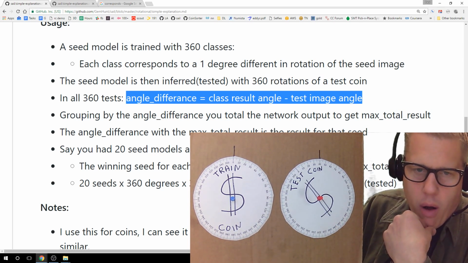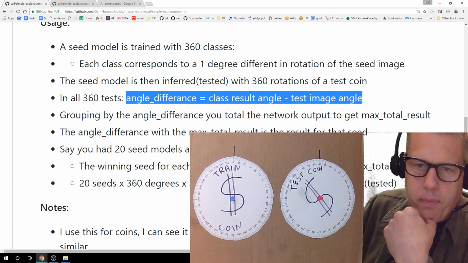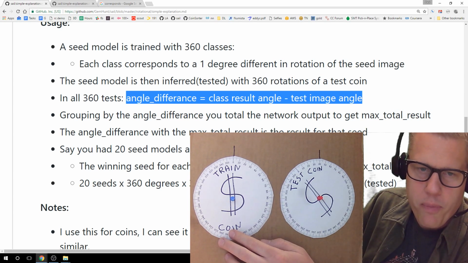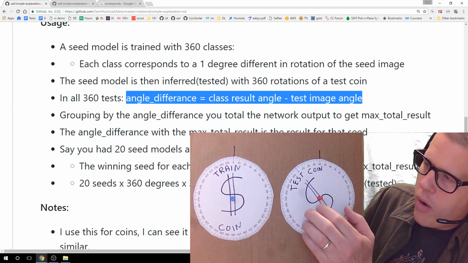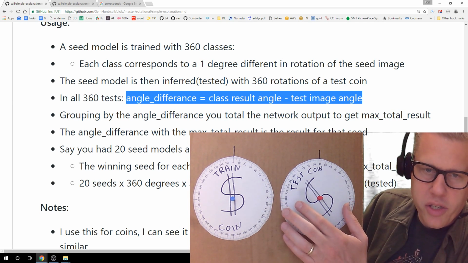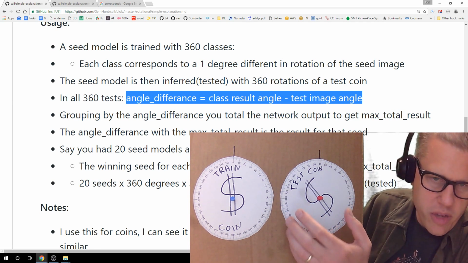You ran 360 tests, and say for this example, the first one wasn't rotated at all, okay? And so it came out, your model predicted that it was 0, okay? And over here, your test image wasn't rotated at all. It started out just randomly. It was at 40 degrees.